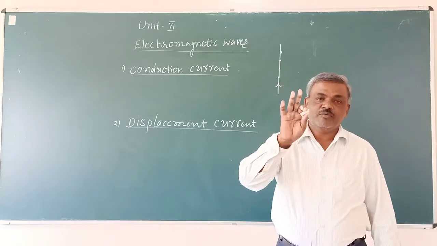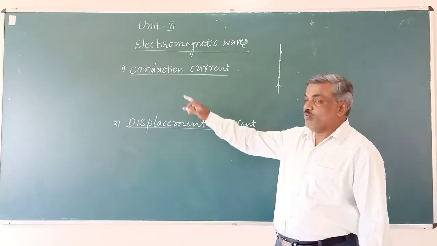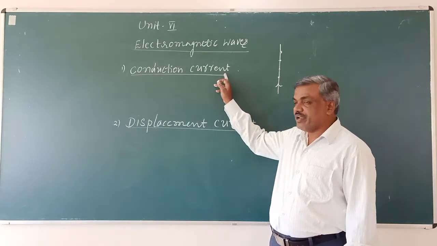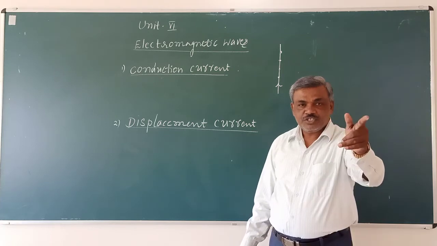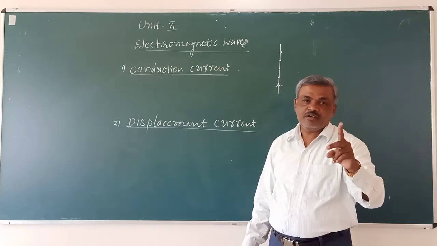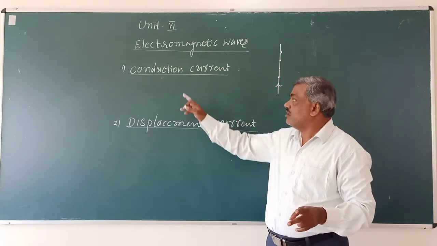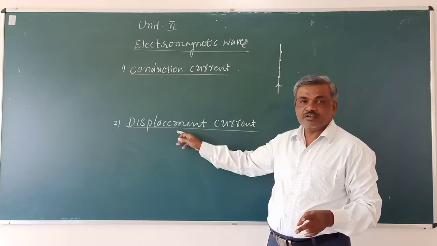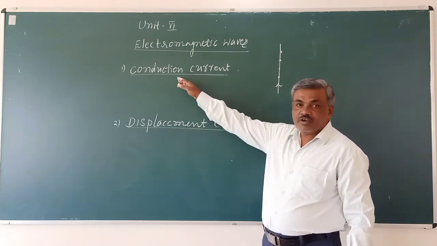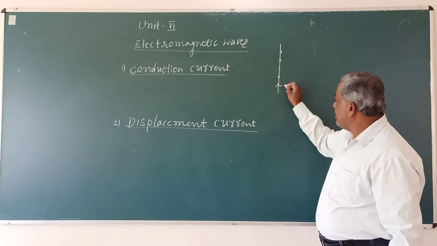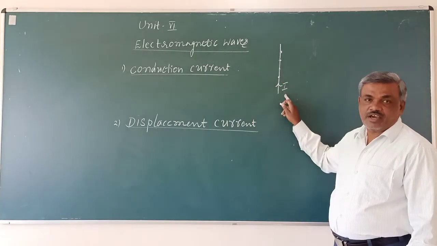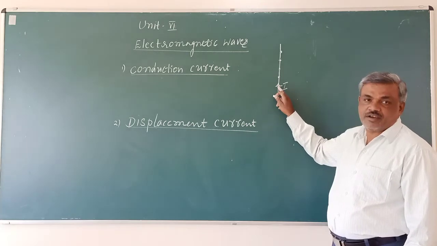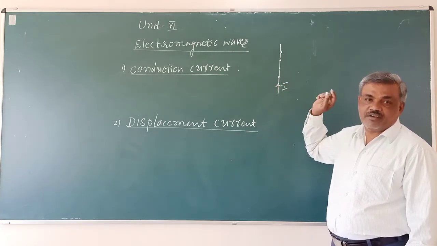Friends, there are two important definitions here. One is conduction current, another one is displacement current. In our examination, it is very important, a 1 mark or 2 mark question: conduction current, displacement current. Now, conduction current: a current carrying conductor, and this is the conductor, I is the current, and this arrow mark indicates the direction of flow of current.